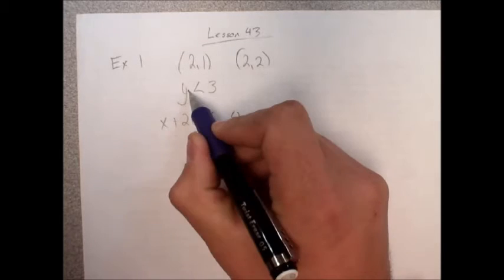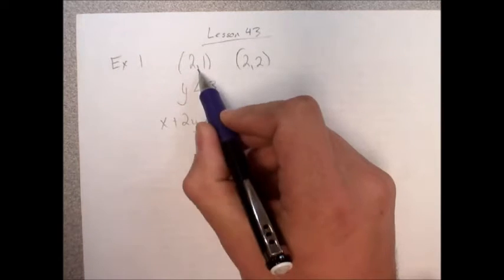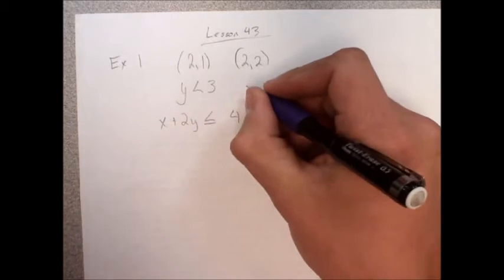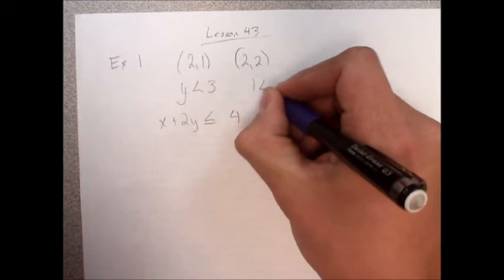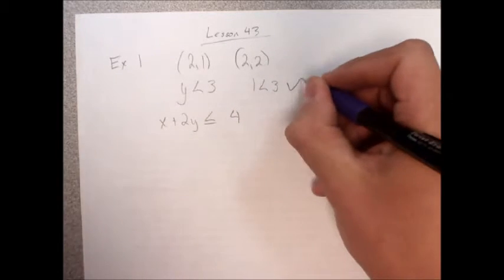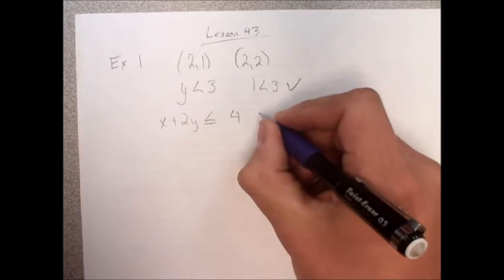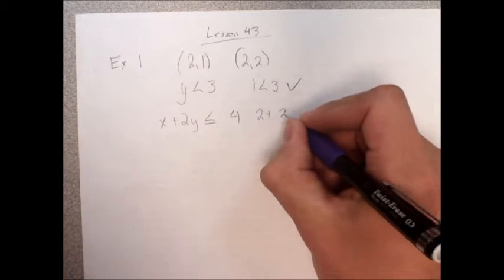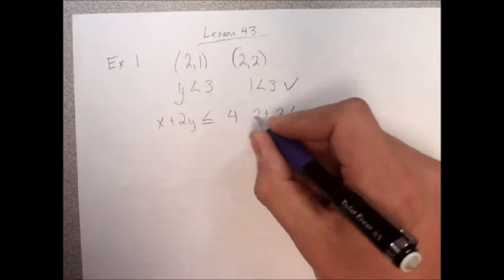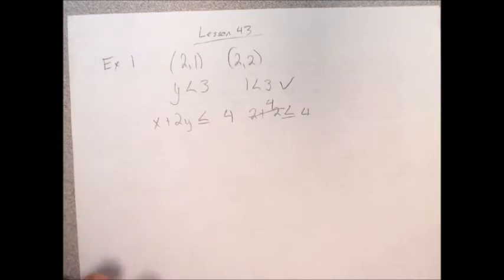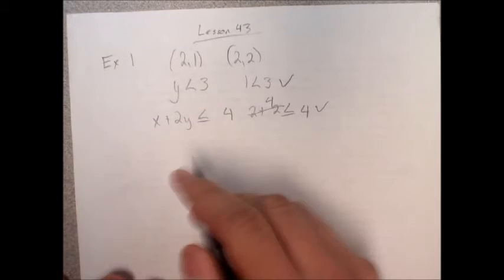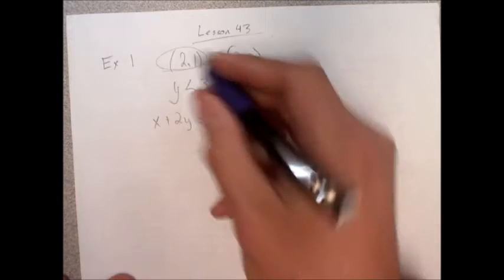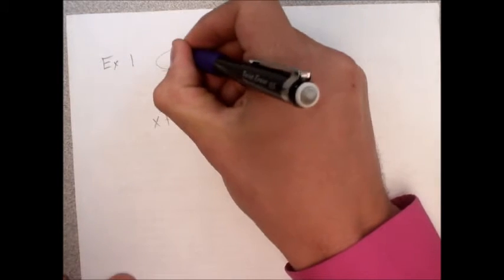So here, when it says y is less than 3, I'm going to plug in (2, 1) for that. So my y is 1. Is 1 less than 3? Yes or no? It is indeed. Then I'm going to plug it in for this one. I have 2 plus 2 times 1, which is just 2 plus 2, which makes 4. So is 4 less than or equal to 4? Indeed it is. So it is a solution for the first point. So here, yes it is.